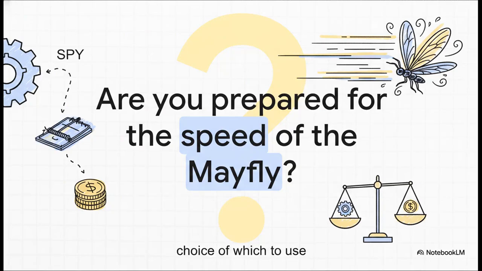Period. So there it is, the hidden traps of SPY versus the structural advantages of SPX. You have the information now. But remember, both of these mayfly options move with blinding speed. They demand discipline and they demand respect for risk. Now you know the difference. The real question is, are you prepared for that speed?